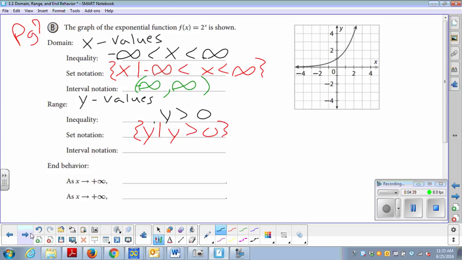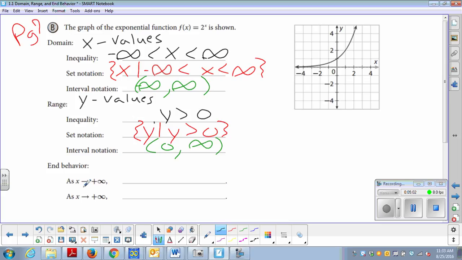And now for the interval notation. The interval notation has a parenthesis because it's not going to include 0 on the left, and on the right, it's going all the way up to infinity. So that's the domain and range. Now we're about to do the end behavior.